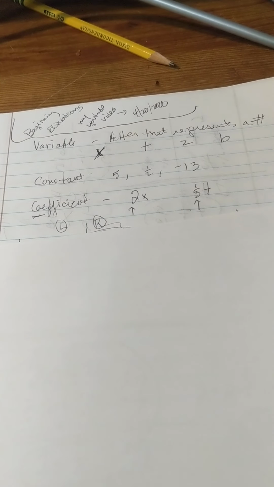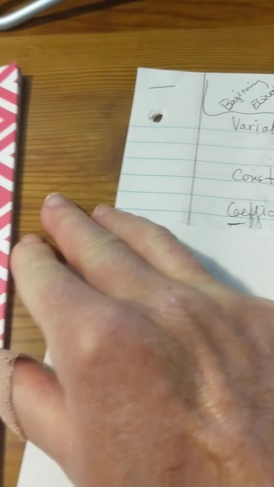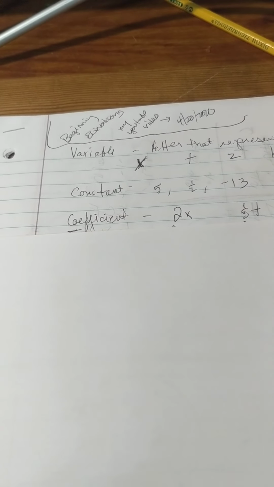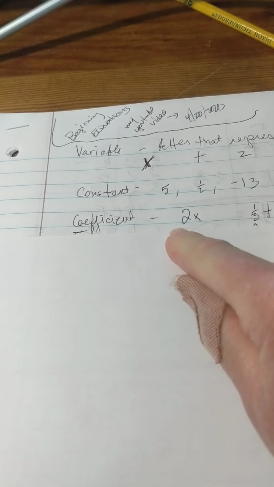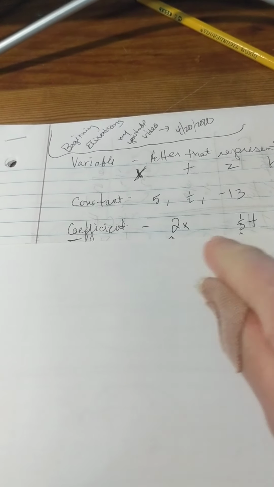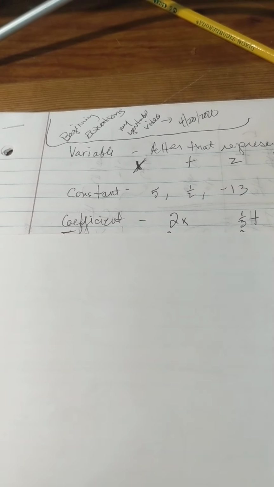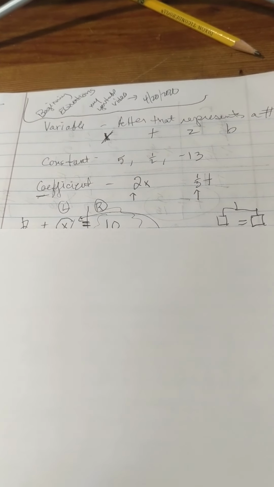Constant is just a term for a number, any number. And coefficient: co means along with, or partner, or combined with. So coefficient is the number that is attached to the variable, in other words, multiplied by the variable. In 2x, 2 is my coefficient. In 1/3 t, 1/3 is my coefficient. So that can come in handy to know. Some tests might ask you that question.